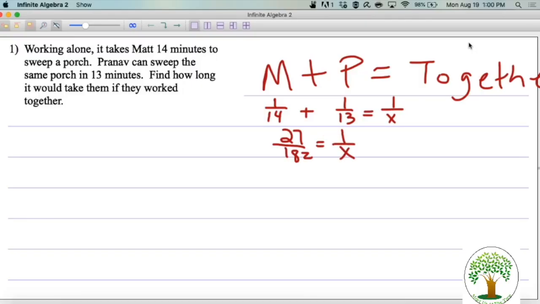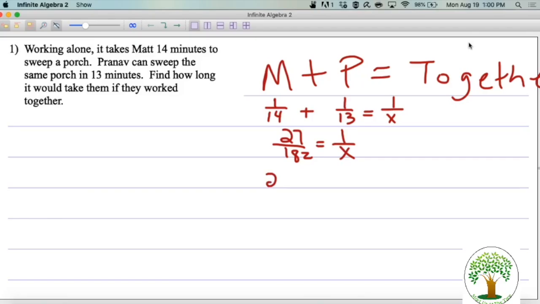All right. There's a couple ways to do this. I want you to watch the long way. Don't write anything down. Watch the long way, and then I'm going to show you a short way, and you can pick which one you're going to write down. Okay? So watch the long way. The long way, this is a proportion. We're going to cross multiply.